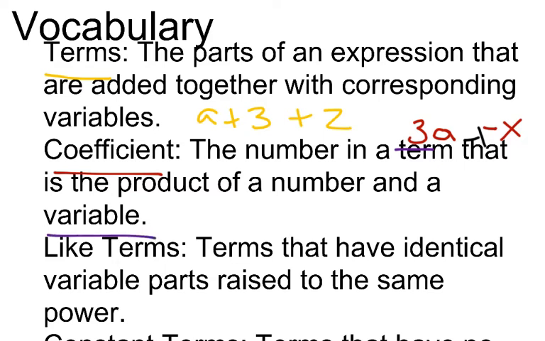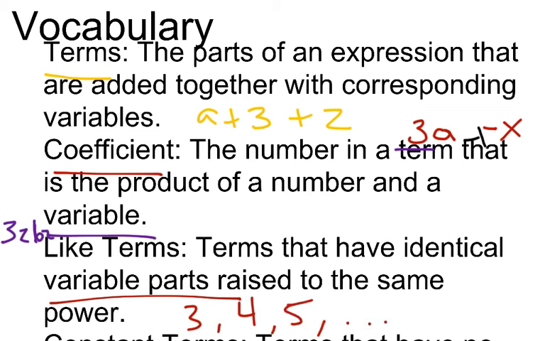Like terms are terms that have the identical variable parts raised to the same power. So for example, like terms would be 3z and 6z. Those are like terms. Constant terms are terms that have no variable. Numbers like 3, 4, 5, all the way up to infinity, 100. Those are constant terms. They don't have an x, y, z, a, b, c after them.